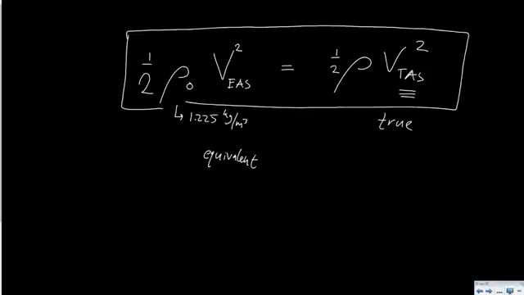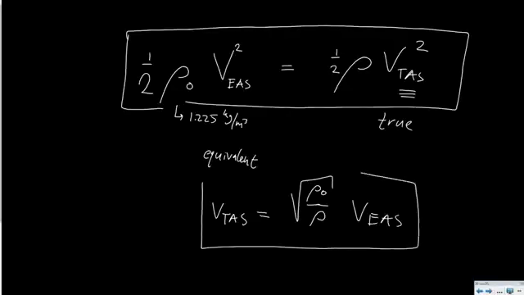For instance, from this relation, it shows that if we want to know the true airspeed, we basically take the square root of the density at sea level divided by the true density, or this should be the true one. I shouldn't use the index C here. Oops. So, like this. True times the equivalent airspeed. This is a relation to convert the equivalent airspeed, as you can measure it, to the true airspeed.